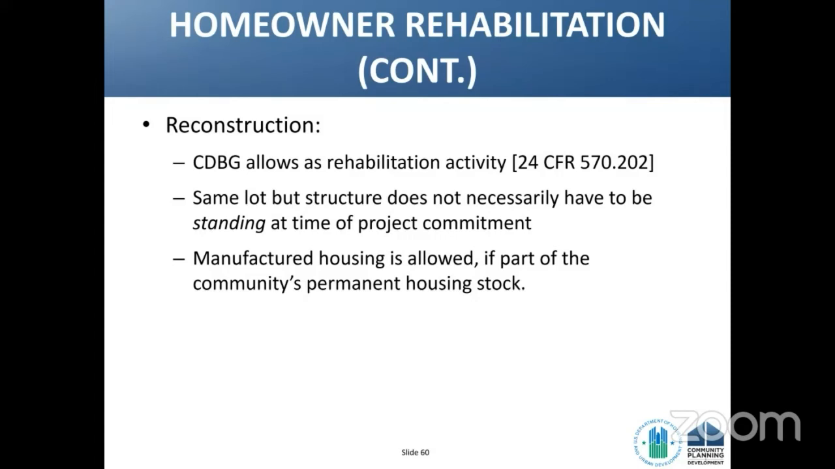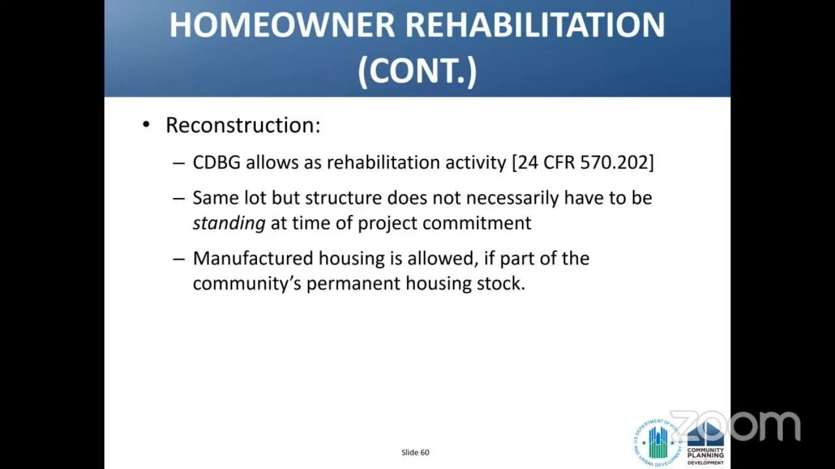Reconstruction is eligible. It's not in the regs. It was authorized many years ago by statute, but it's not in our regulations. And this is the definition of reconstruction. It's considered as rehab if it's carried out under 202. It's generally rebuilding on the same lot, usually following the same footprint.